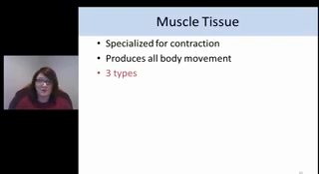Smooth muscle tissue tends to be found in the walls of hollow organs, such as your stomach, your intestines, your esophagus, your blood vessels. And it has various functions, depending on where we find it. In the stomach, smooth muscle tissue is going to be used for churning your food. In the intestines, the smooth muscle is used for moving food through the intestines.